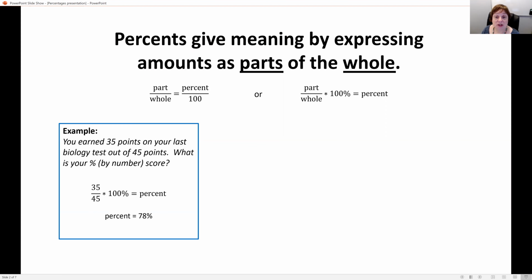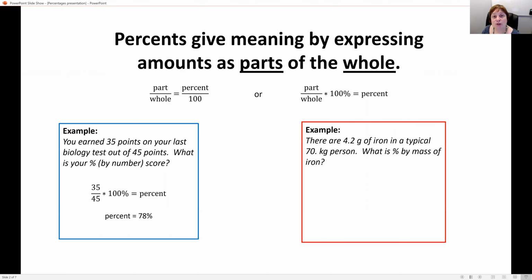Okay, so the part was your part. What did you earn on the test? That's the 35 points. 45 was the whole. It's the total, the number of points available on that exam. So 35 divided by 45 times 100% gives you the percent score that you earned on that test, and that was 78%.